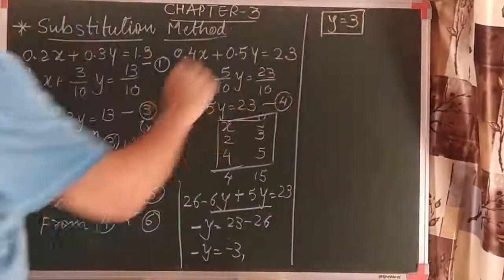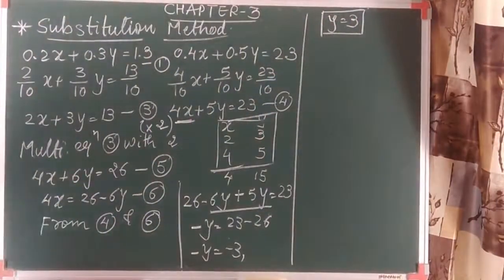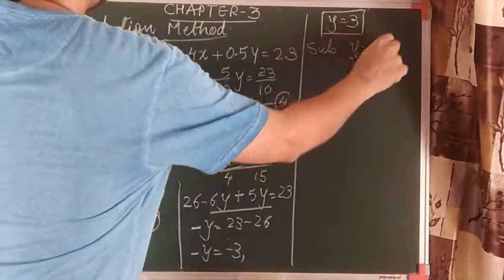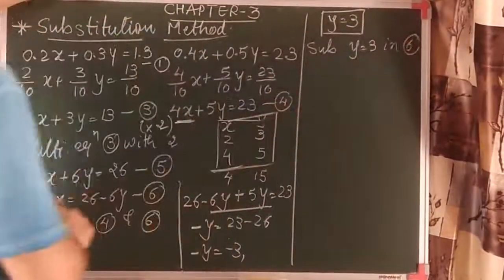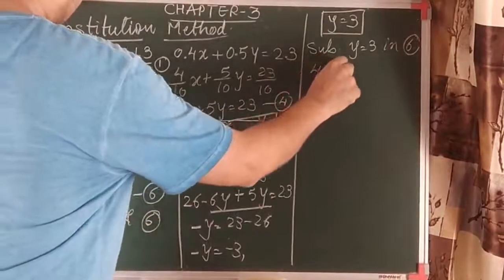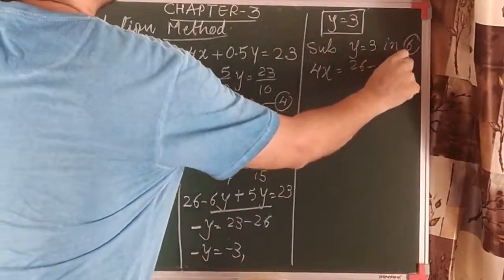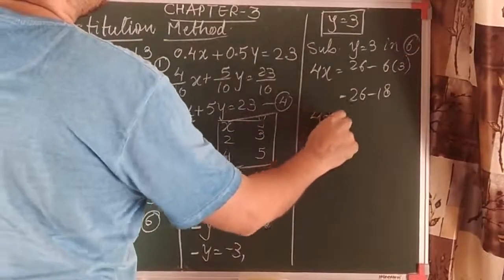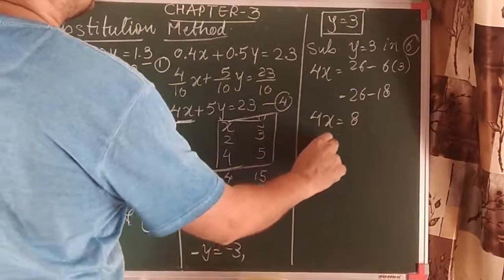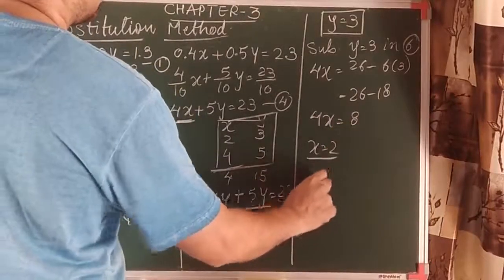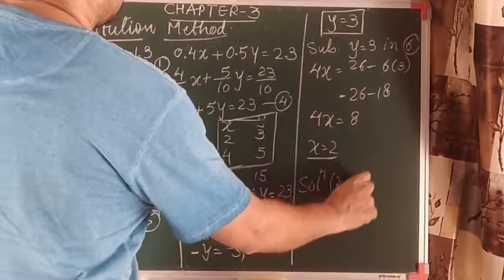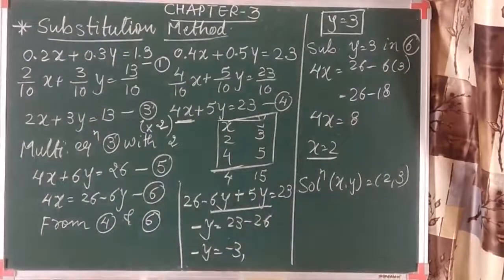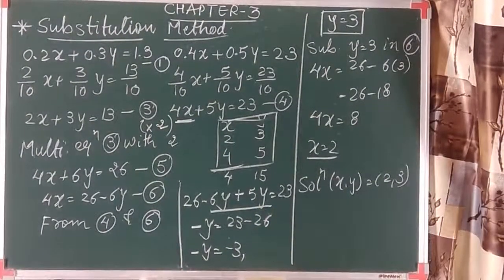Now where should we substitute this value? We can substitute here in equation 6. Substitute the value of y in equation number 6. So as it is 4x, that is 26 minus 6 into y. So it is 26 minus 18. So 4x is equal to 8. So x is equal to 2. Thus we get the solution (x, y), that is 2 and 3. I hope you got it.